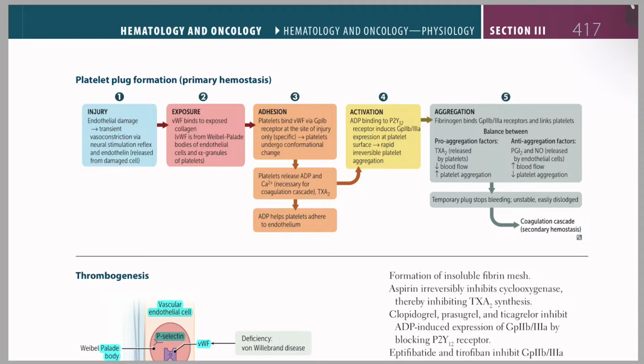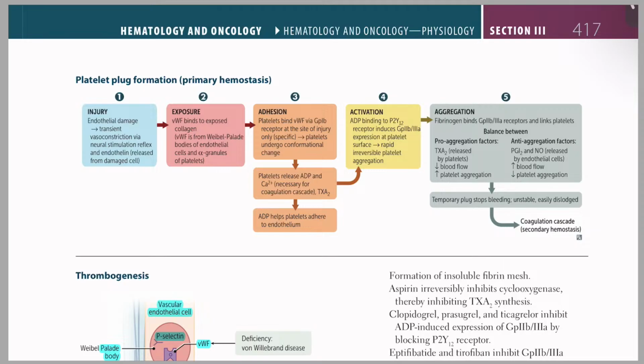Third, adhesion. Platelets bind VWF via GP1B receptor at site of injury, only specific. Platelet undergoes conformational change. Platelets release ADP and calcium, necessary for coagulation cascade, and TXA2. ADP helps platelets adhere to endothelium.